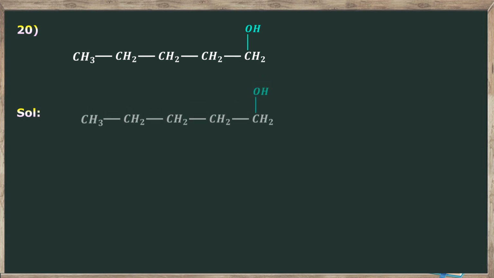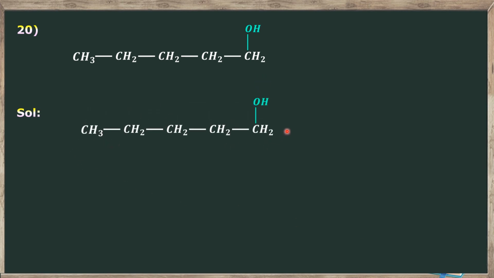Next, problem number 20. Solution. This is the longest chain of carbon atom, that is the parent chain. In this case, functional group is attached. OH is one of the functional groups. So whenever functional group is there, we have to give the numbering in such a way that the carbon atoms attached to the functional groups should be given the lowest possible number. For that reason, I am numbering this chain from right to left.